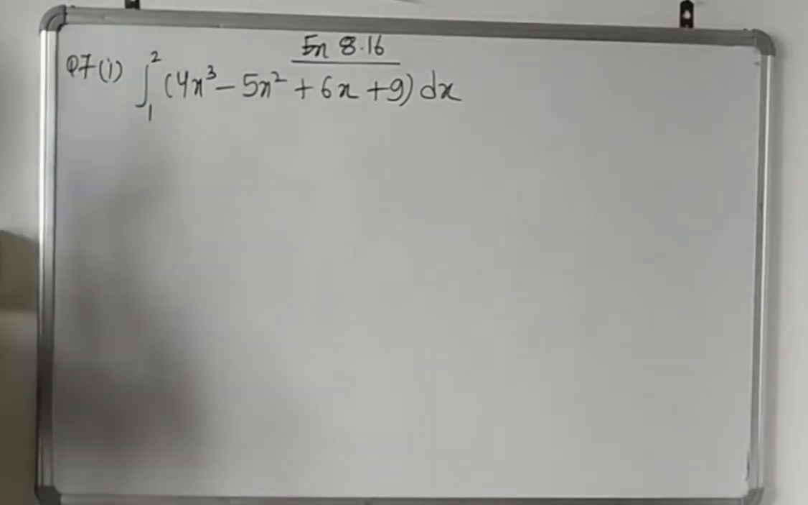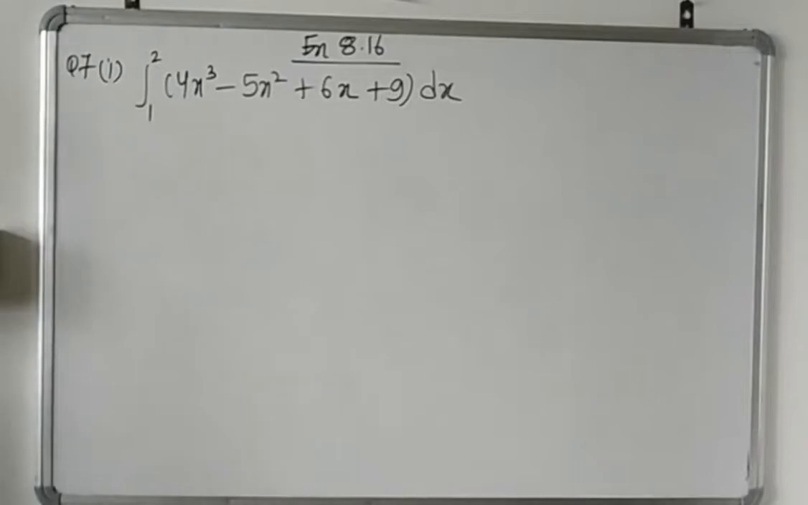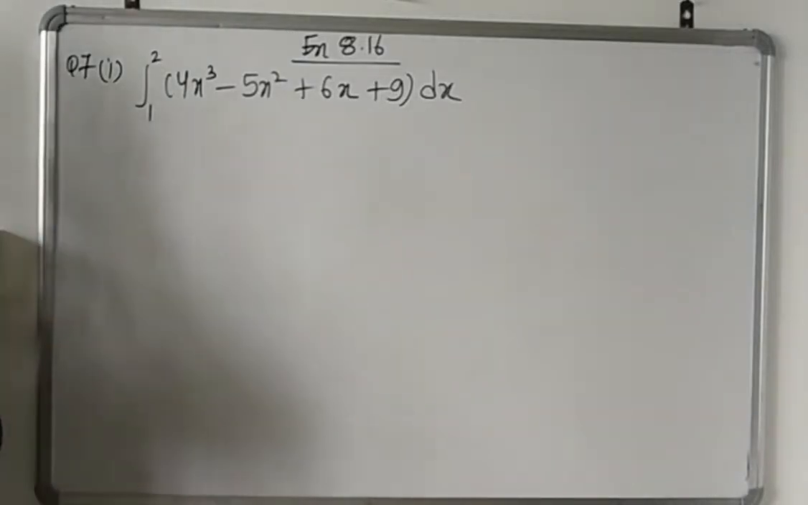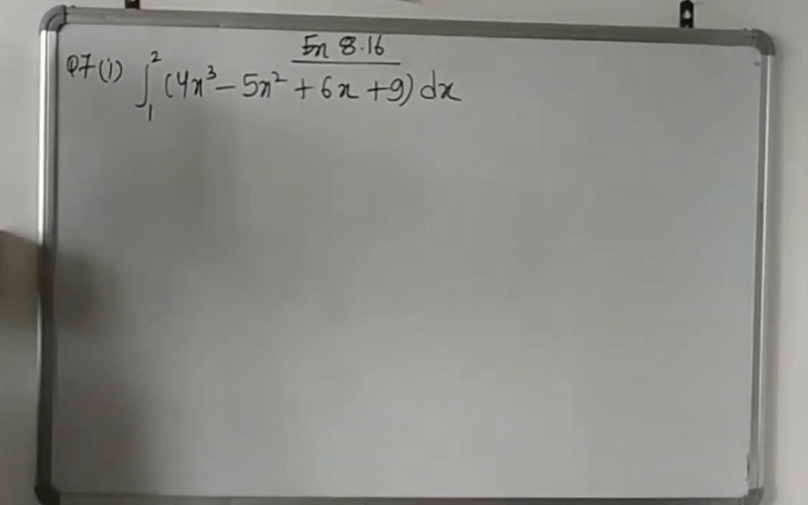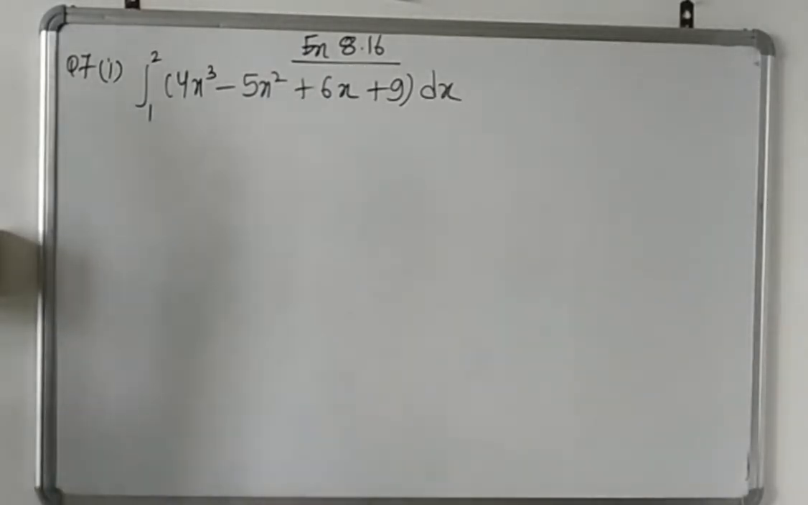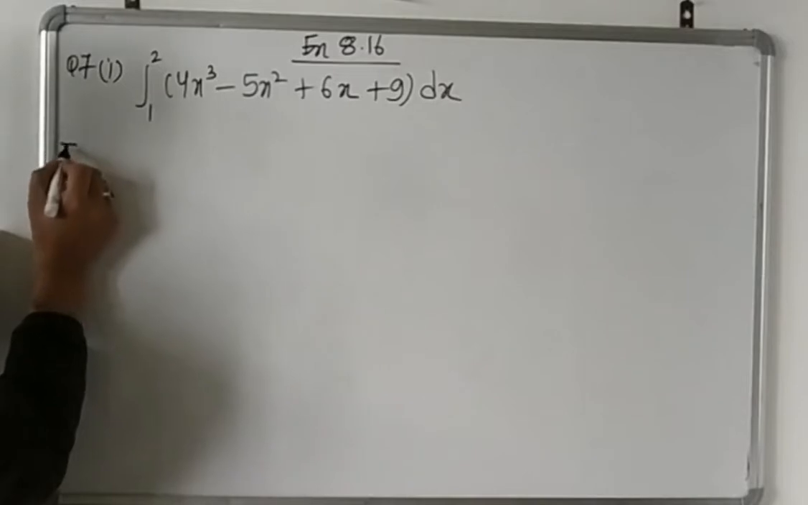Integration from 1 to 2, and we have to integrate this using definite integral. The process is same. So what we'll do is we will first integrate within the box bracket and then put the upper limit minus lower limit. So let's start doing the integration.